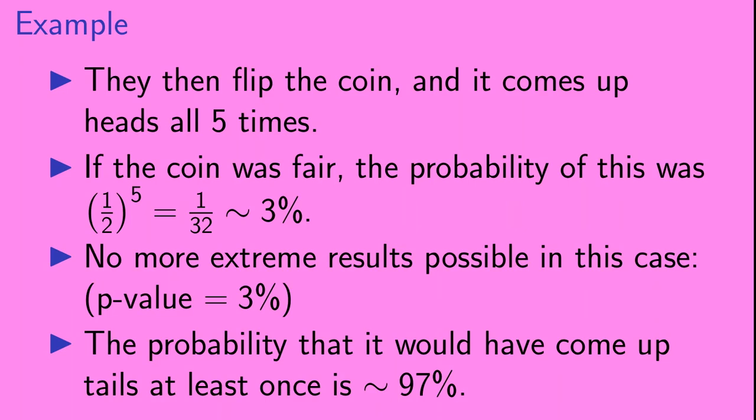Okay, so they flip the coin 5 times, and it comes up heads all 5 times. If the coin was fair, the probability of this occurring was 1/2 to the 5th power, or 1/32, which is about 3%. The p-value is defined to be the probability of getting a result as extreme or more extreme than that seen in reality. In this case, extremeness is defined by how many flips came up heads. Here, there isn't any possible more extreme event than what was seen. Every coin flip came up heads. So this 3% is the p-value. Conversely, the probability that at least one flip would have come up tails is 1 minus this, or about 97%.